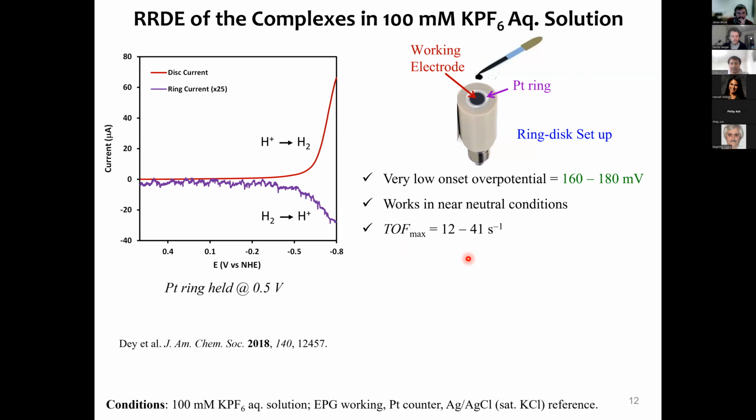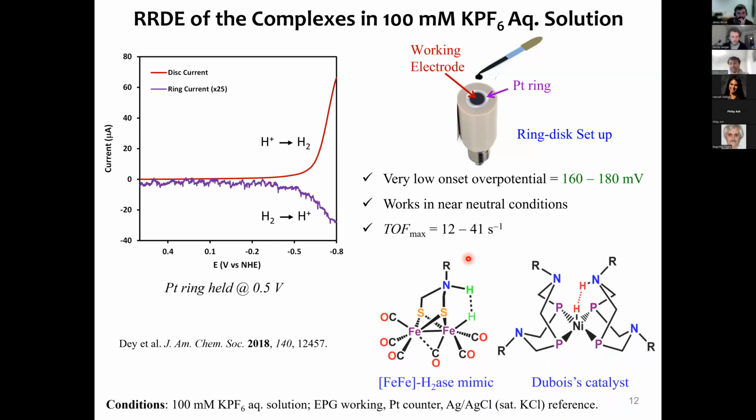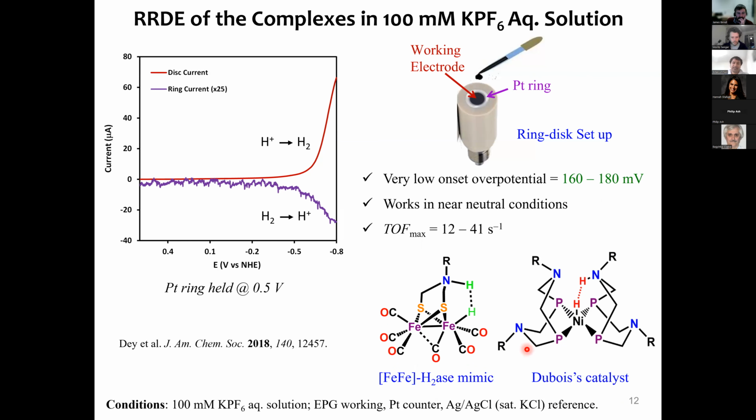So the high turnover number and low overpotential could be explained in this way: in case of the 2-aryl substituted one, the nitrogen lone pair is well oriented towards one of the metal centers, and this is protonated at this pH. So after metal hydride formation, it immediately takes the proton to form molecular hydrogen, just like the Dubois catalyst, where the nitrogen lone pairs are well oriented towards the metal center.